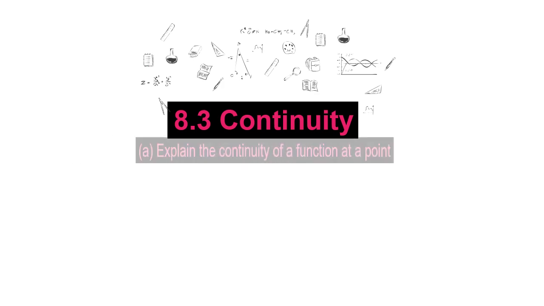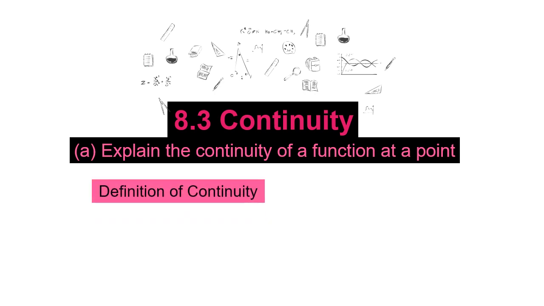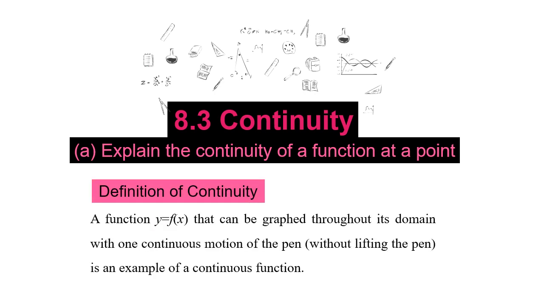So the first part of this lecture, we are going to explain the continuity of a function at a point. So the first part is to know what is the definition of continuity. A function y equal to f(x) that can be graphed throughout its domain with one continuous motion of a pen without lifting the pen is an example of a continuous function. It means that we can draw the graph without lifting the pen.